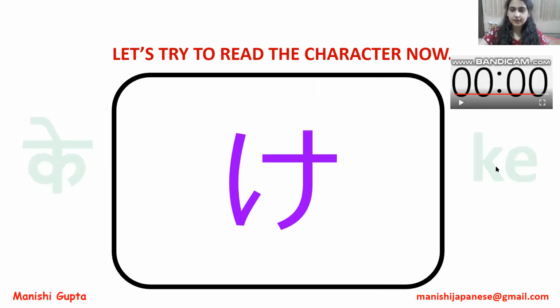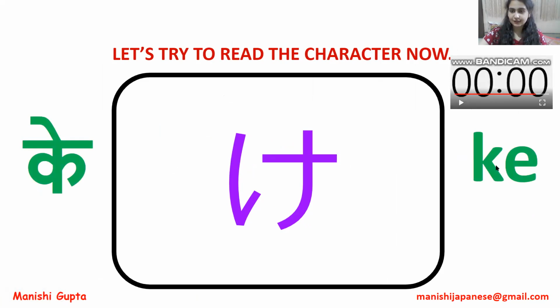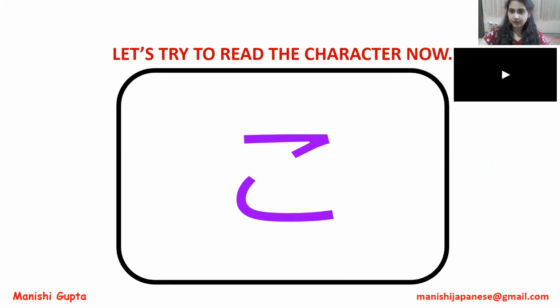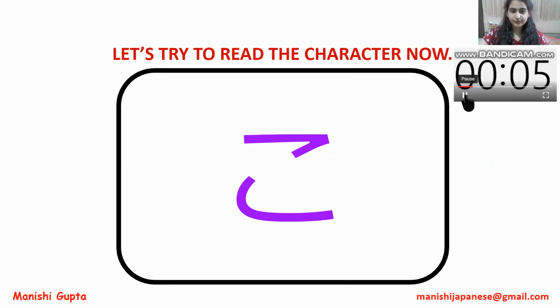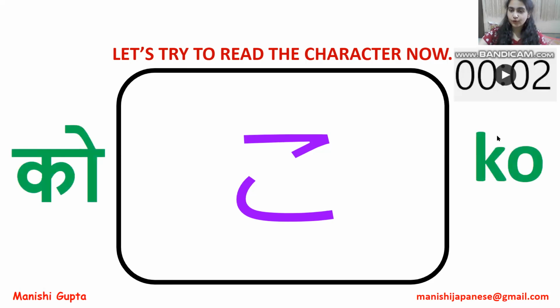Okay, now this one is Ke. Ke. And the last one. Okay, so this letter becomes Ko. Ko. So I hope you are able to memorize now from the first to the last letter in the correct order.